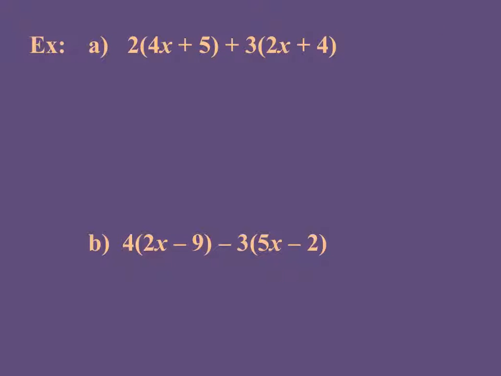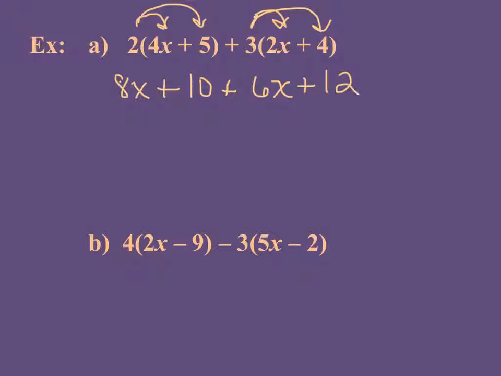In this example, we're going to both distribute and then combine like terms. So first, distributive property, we're distributing a 2. We're also distributing a 3. So 2 times 4x would be 8x, plus 2 times 5 would be 10. I bring down the plus sign right there. 3 times 2x would be 6x, 3 times 4 would be 12.